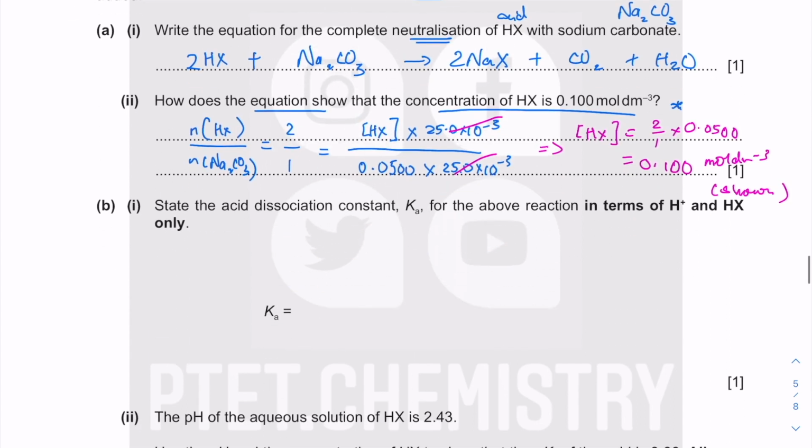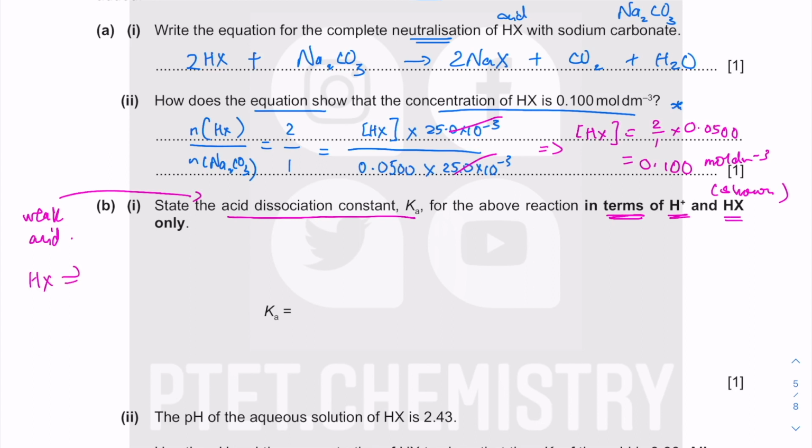Alright. So the next bit is asking us to state the acid dissociation constant, and you can only talk about acid dissociation constant for a weak acid. So it turns out that HX is actually a weak acid, and you need it in terms of H plus and HX only.